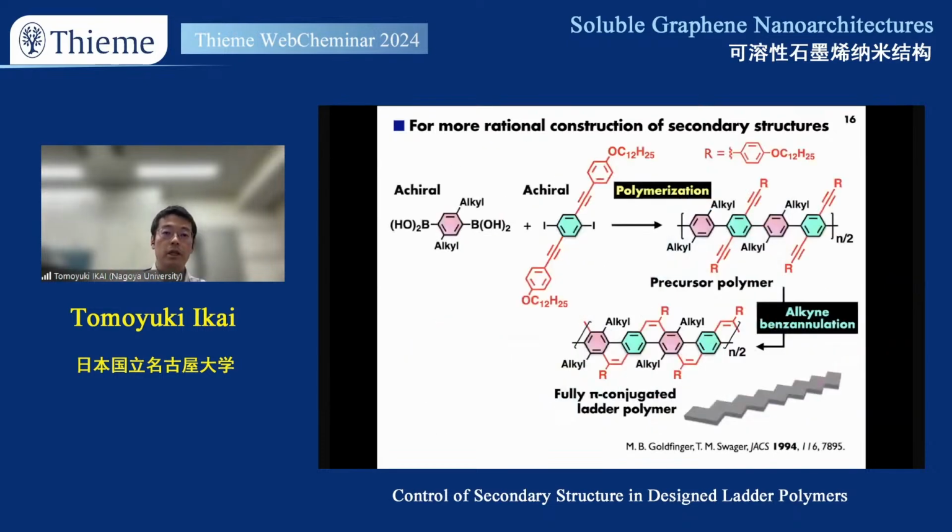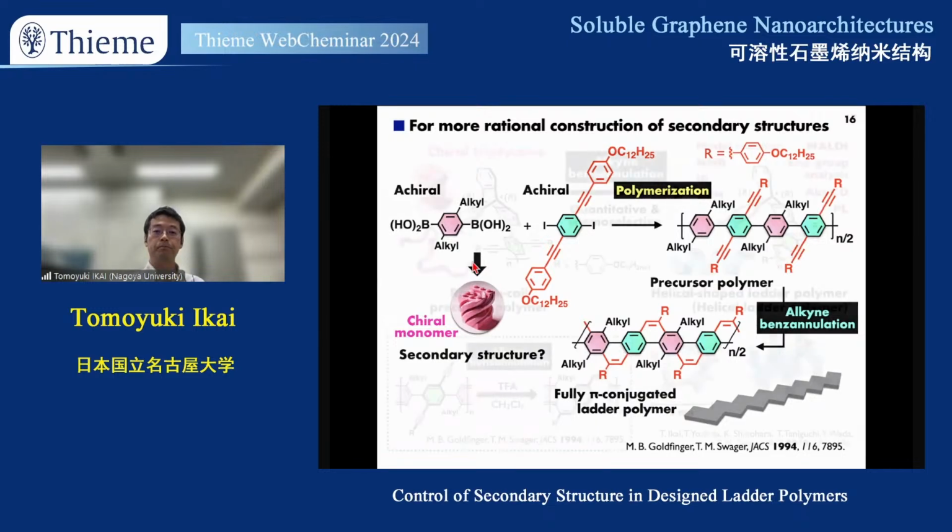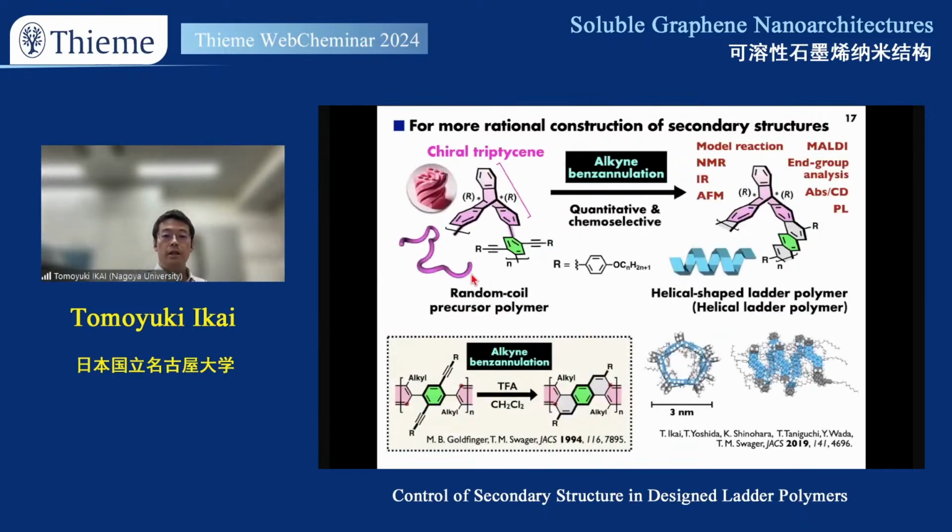To prove this idea, I collaborated with Swager at MIT. Previously, Swager reported the alkyne benzannulation reaction, a useful reaction to produce a fully pi-conjugated polymer through the molecular cyclization of the precursor polymer. Here, we replace one of the achiral monomers with a chiral monomer to construct the secondary structure. So we designed this polymer containing the chiral triptycene unit in the main chain and carried out the alkyne benzannulation.